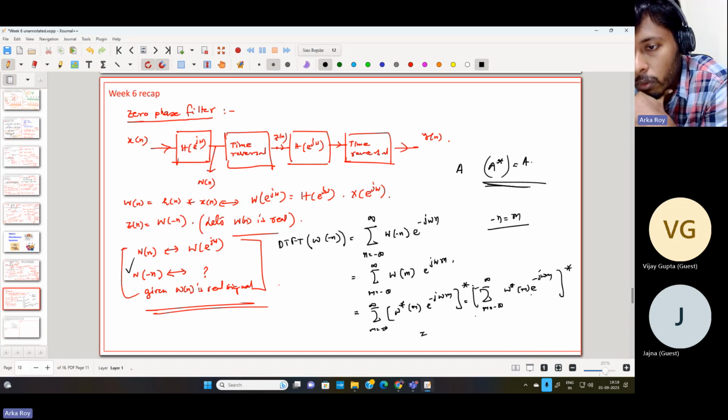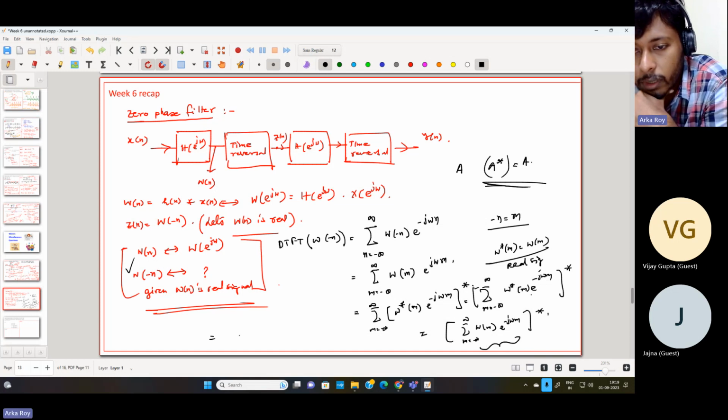And as we know that w star of n is equal to w of n, because it's a real signal, I can write it as the sum from m equals minus infinity to infinity of w of m e to the power minus j omega m, and there is a star. So I can write it as the DTFT of W e power j omega with a conjugate operation, or effectively this is W star e power j omega.